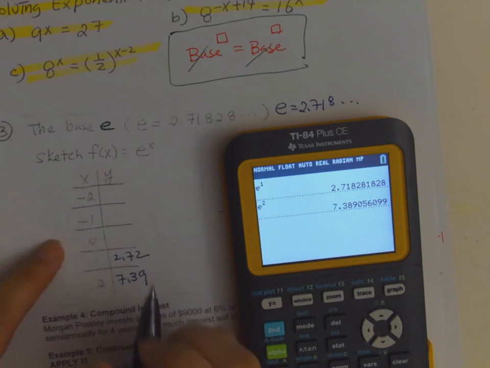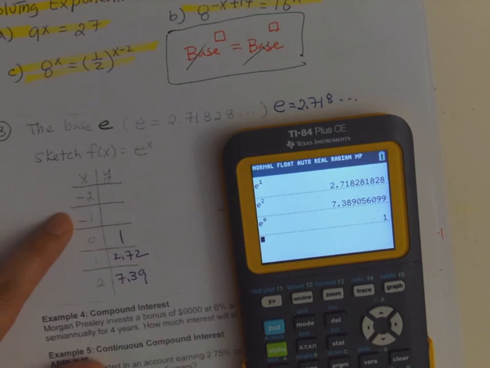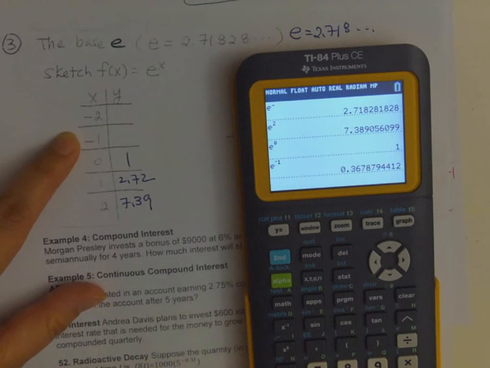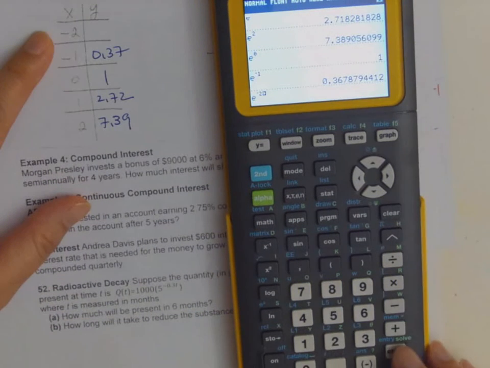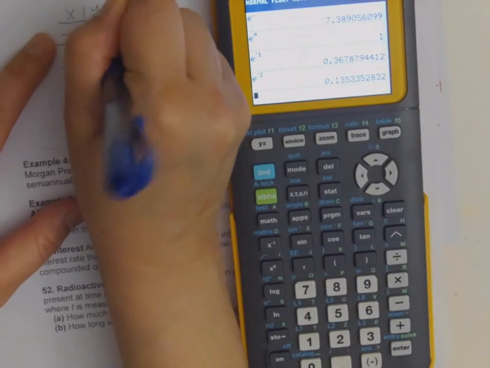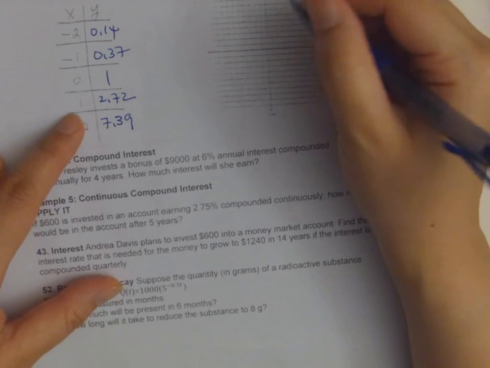7.39. And then e raised to 0 power, anything raised to 0 power is what? 1. E raised to the -1 power, so make sure you use your negative sign. 1 equal to 0.37, and then e raised to -2 is going to be 0.14 about. So when you graph it, you will plot those points.